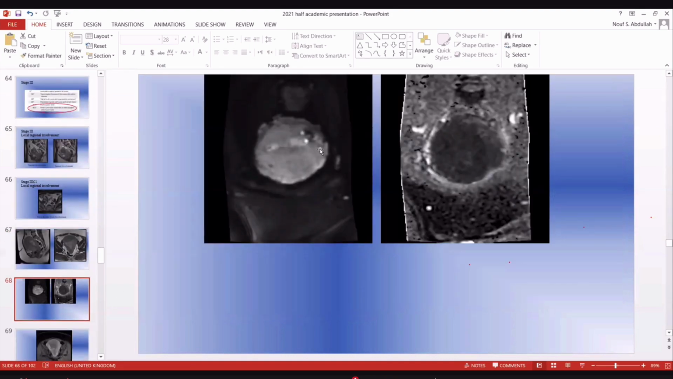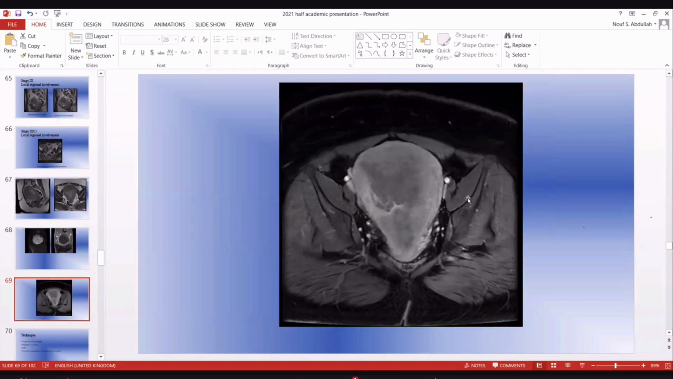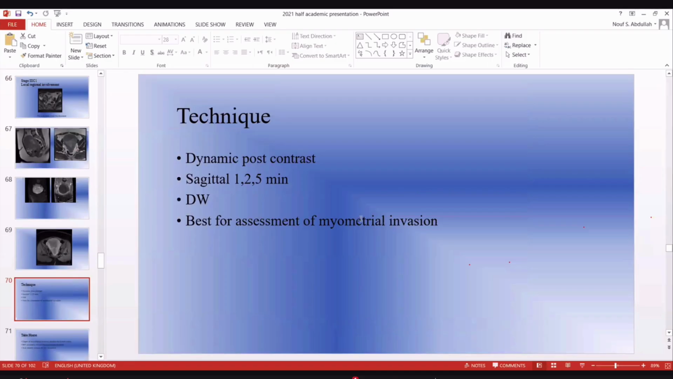Look at the diffusion weighted, significant diffusion restriction. This is highly suspicious for underlying malignancy. Generally speaking, cancer of the uterus, cancer of the cervix, they tend to be hypovascular when we compare it to the rest of the uterus, and this is an important differentiating feature.